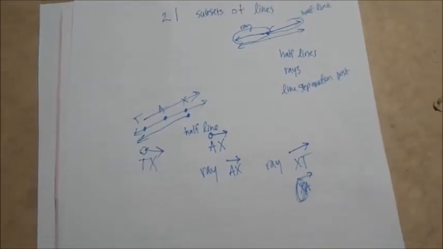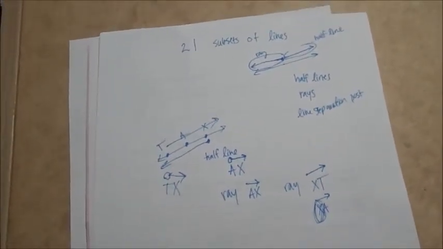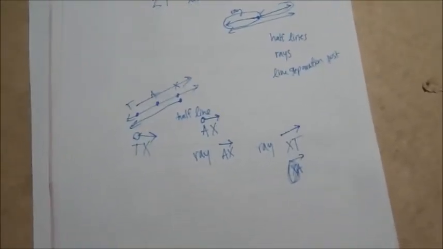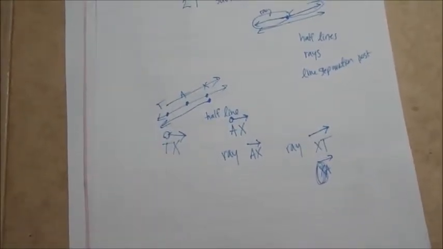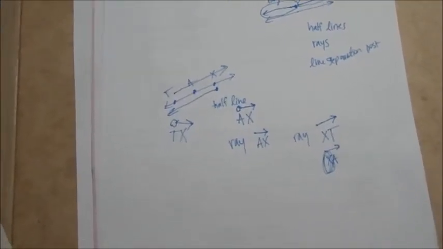So that's the idea for section 2.1, subsets of lines. It's portions of the lines. So these points that you have right here, those are usually called endpoints.